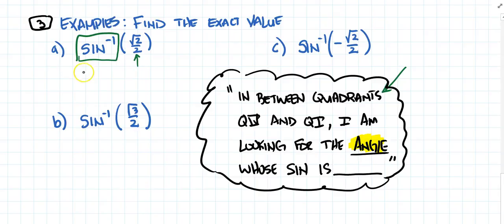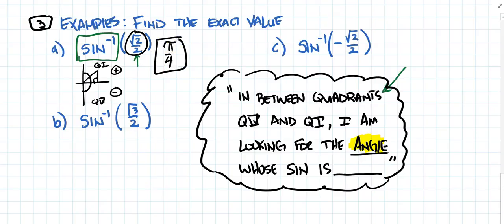And here's the picture that goes along with that. So in between quadrant number 1 and quadrant number 4, this is where I can live. I can only live here. I know that sine is positive in quadrant 1. I know that sine is negative in quadrant number 4. So in between quadrants 4 and 1, I'm looking for the angle whose sine is rad 2 over 2. Well, that would be somewhere in quadrant 1, and I know that the sine of pi over 4 is worth a value of rad 2 over 2. So therefore, the inverse sine of rad 2 over 2 is pi over 4. That's what we're doing in all these problems.